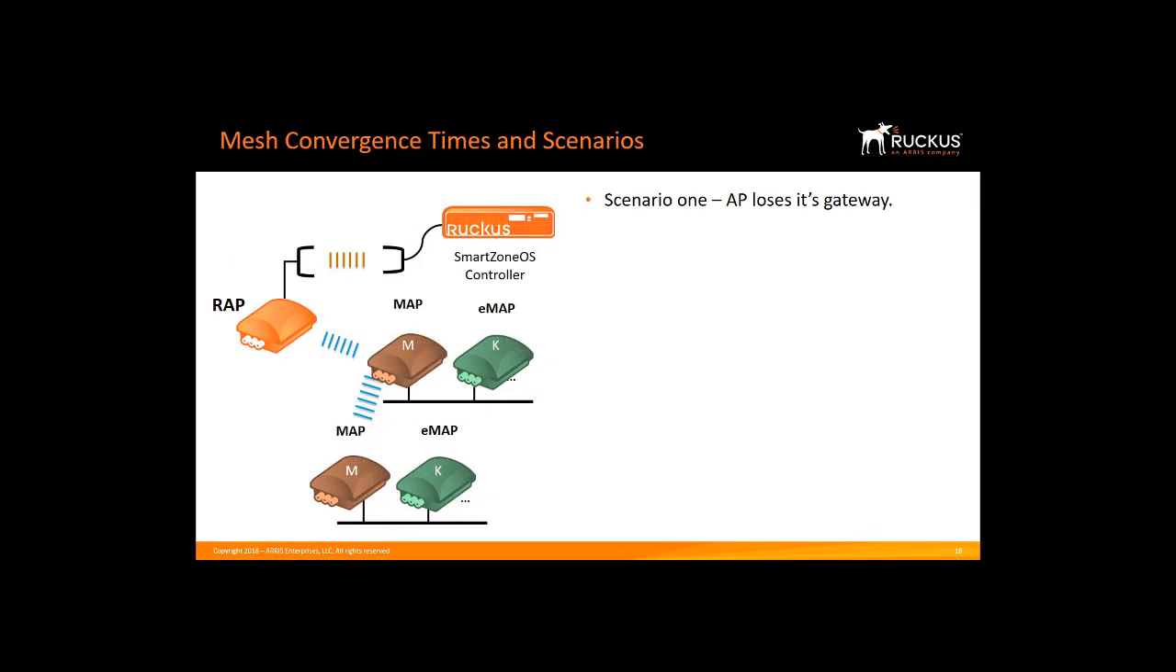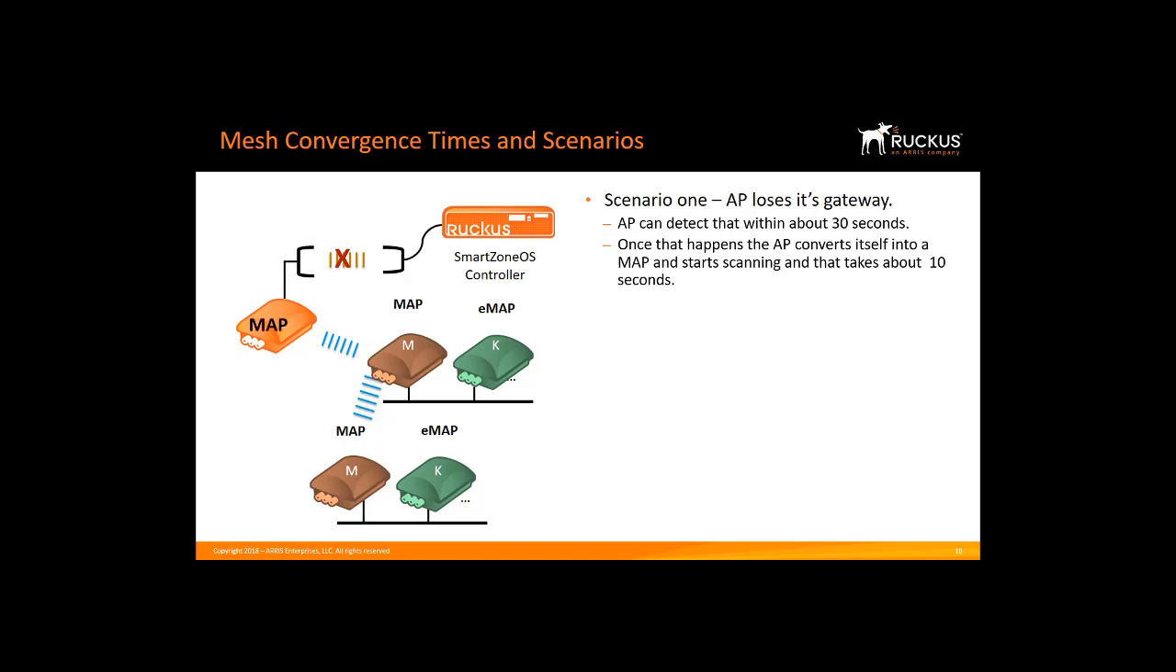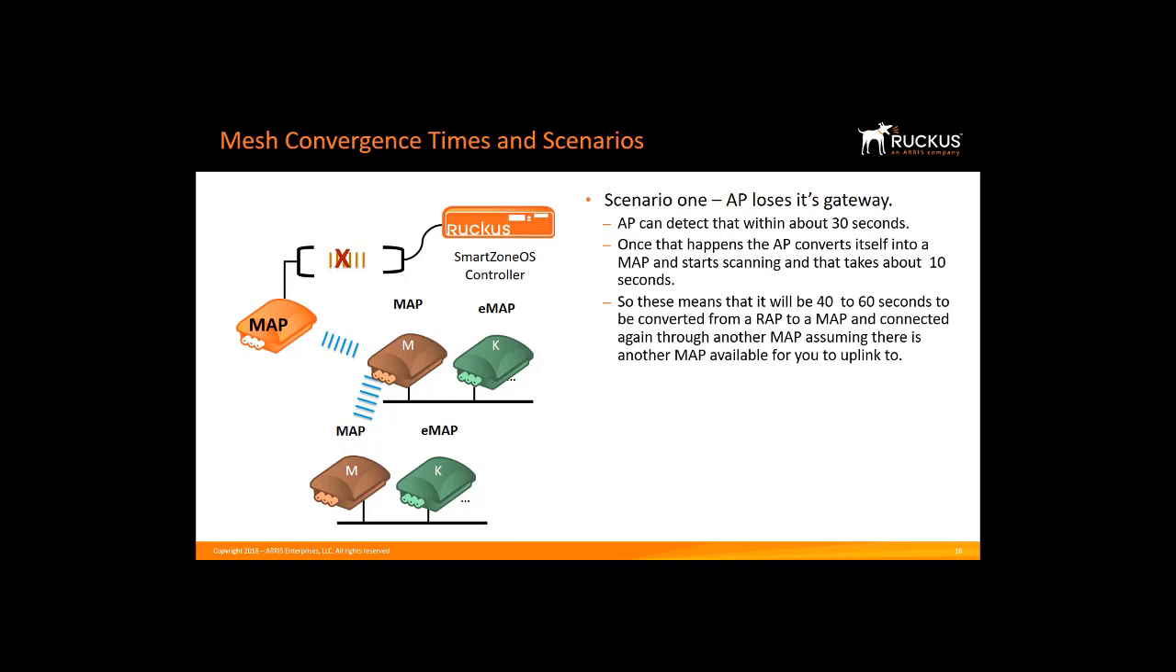Let's talk about mesh convergence times and scenarios. One scenario is if you lose your gateway or controller. If you lose your controller or gateway, your typical AP can detect that within about 30 seconds. Once that happens, the AP converts itself into a map and starts scanning, and that takes about another 10 seconds. So we'll say it will be 40 seconds to a minute or so, and then you should be converted from a wrap to a map and connected again through another map, assuming there is another map available for you to uplink to.